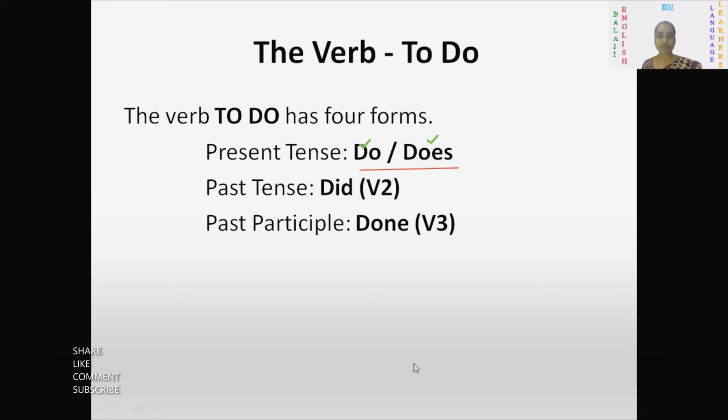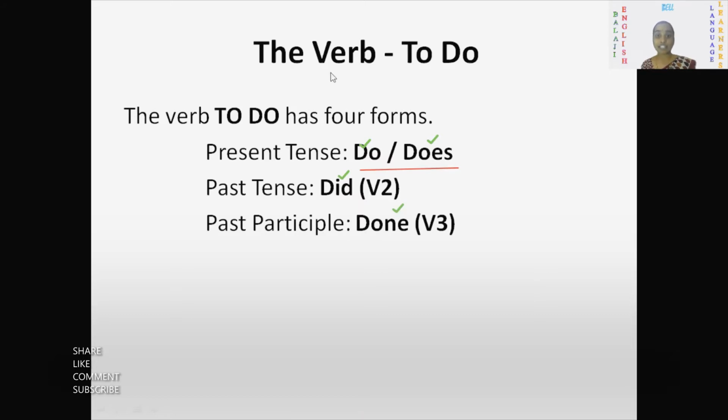What is a subject actually? Do you have any idea about a subject? A subject is nothing but the person who is doing the work. The one about whom we are speaking is the subject. If it is in the past tense, we use the verb form did, that is nothing but the V2 form. If it is the past participle, we use V3.